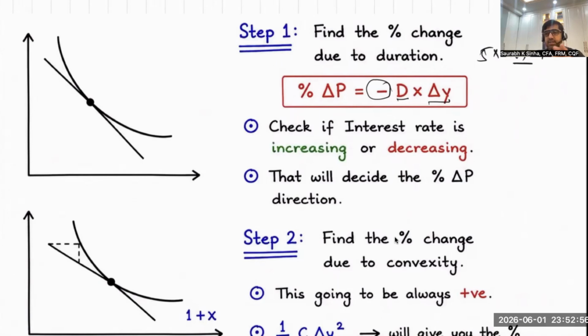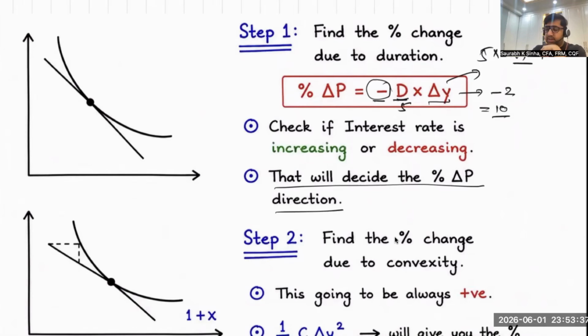This negative sign is pretty important because, say, if the interest rate is decreasing, you will write -2 or -3 or -1 into negative duration, say 5, and it will become positive. So the percentage change in the bond price is positive. However, you don't have to mug up this negative sign in duration into change in interest rate. You should use the intuition that if interest rate rises, the bond price will fall. If interest rate falls, bond price will rise. We know that, and based on that, we will decide the percentage change in the bond price.